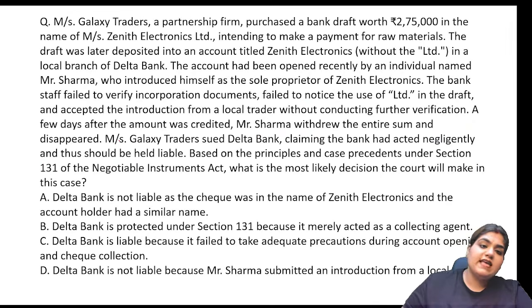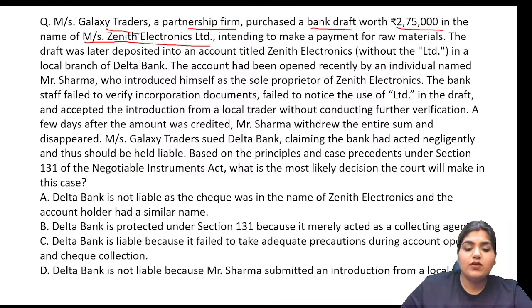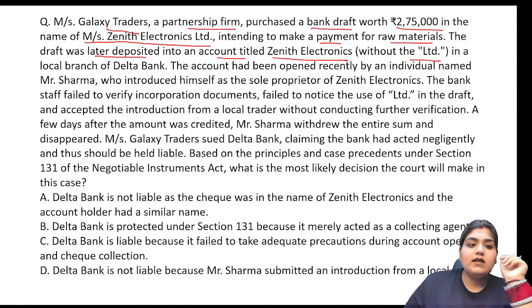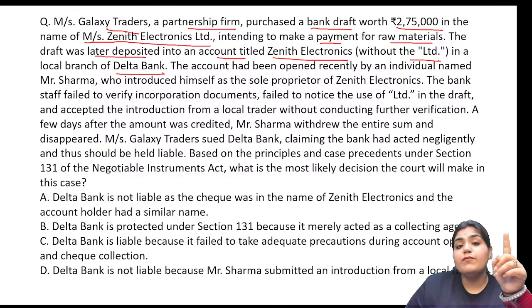Question. Messrs. XY Galaxy Traders, a partnership firm, purchased a bank draft worth 2,75,000 in the name of Messrs. Zenith Electronic Limited, intending to make payment for raw material. The draft was later deposited in the account titled Zenith Electronics. There was no Limited. This is the mistake. In the local branch of Delta. This is the account of a person, of a proprietorship firm maybe, while the draft is in favour of a public limited company.